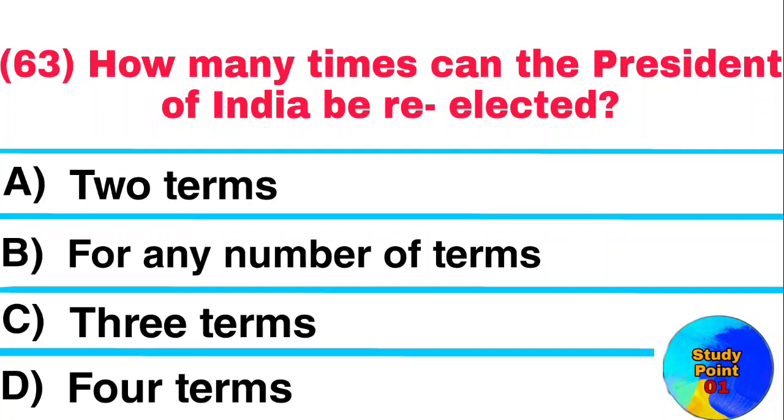Question. How many times can the President of India be re-elected? A. 2 terms. B. For any number of terms. C. 3 terms. D. 4 terms. Answer. For any number of terms.